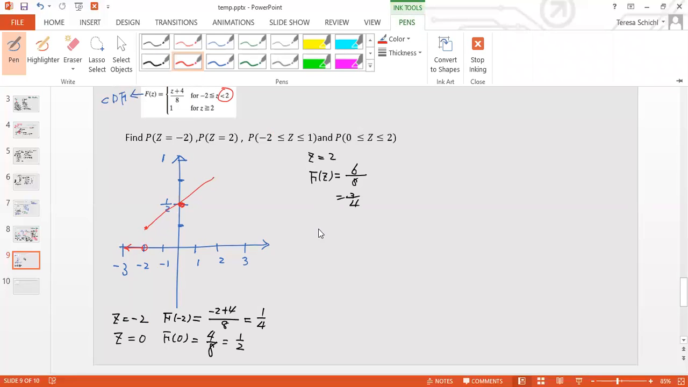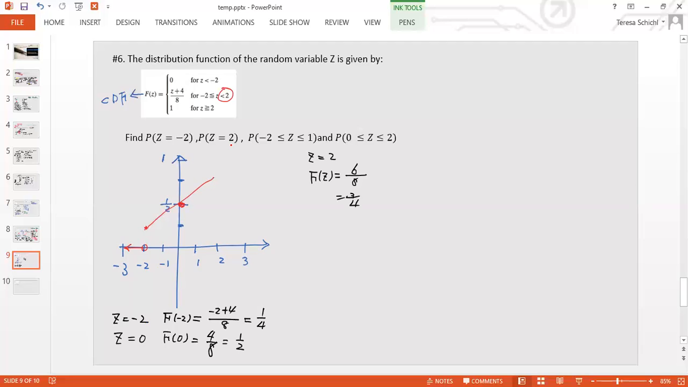When z is greater than or equal to 2, it's 1. So here, this is a circle, right? Because I don't have the value here. Then greater than or equal to 2 is 1. That means this red graph here is the CDF. Okay, so this graph is the CDF.